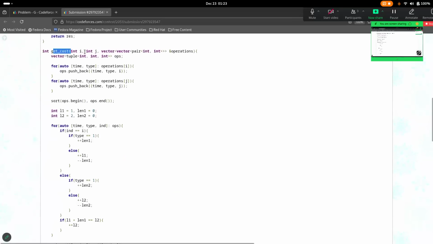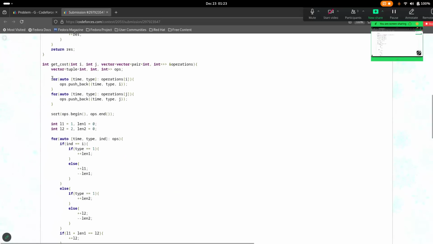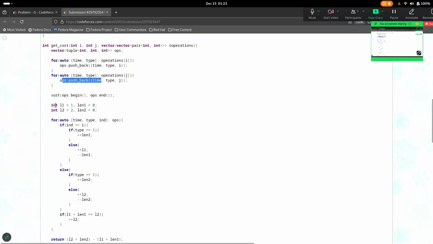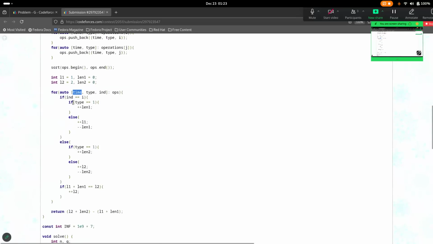And if we consider the cost for exactly two snakes, first thing we do is merge the two operations. So this part, we are taking both the operations for the ith snake and jth snake and merging them into an array and sorting that array. Then we start by placing the first snake at 1, the second snake at 2. We go over all the operations sorted by time, so we do the operations as they come to us according to the question.